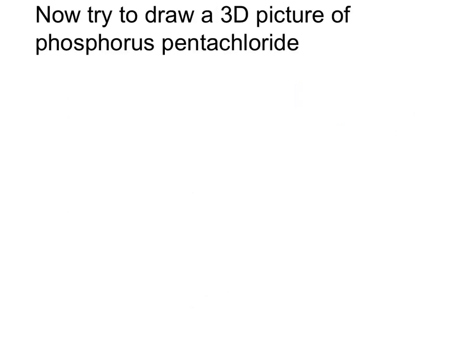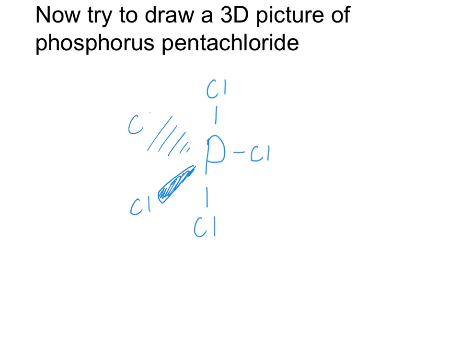And so what we want to do next is be able to draw that in 3 dimensions. And so we're going to start with our phosphorus here in the middle. Now remember, with our trigonal bipyramidal geometry, we've got axial and equatorial positions. So the way we are going to represent those is by having 3 of our chlorines in the same plane as phosphorus. 1 chlorine is drawn with a wedge, meaning it is coming at us. And then 1 more chlorine drawn with a dash, meaning it is going away from us.